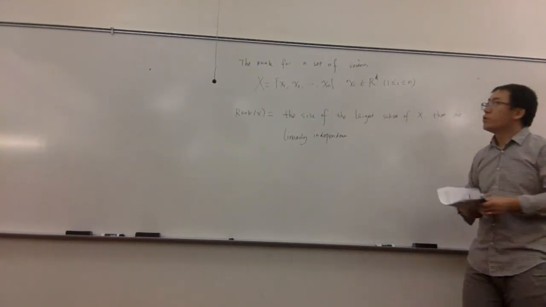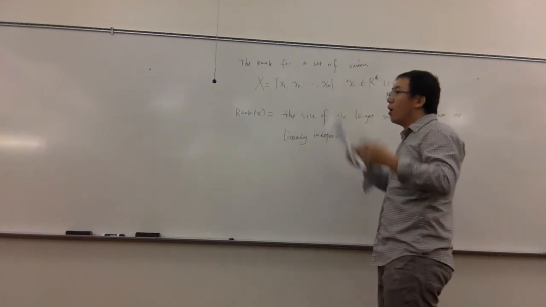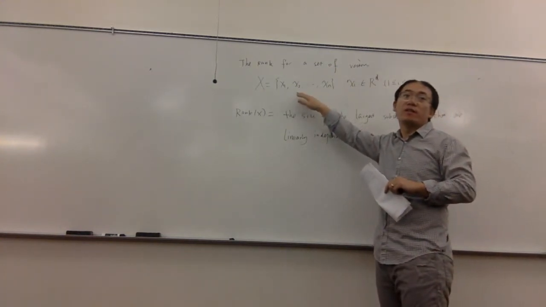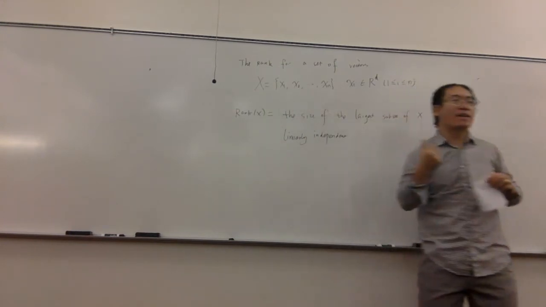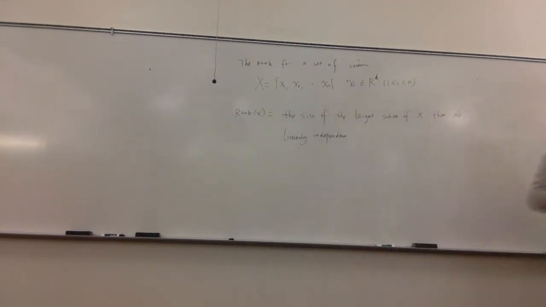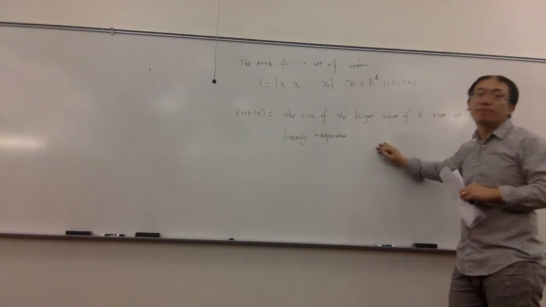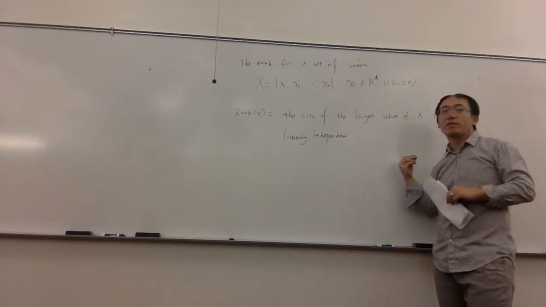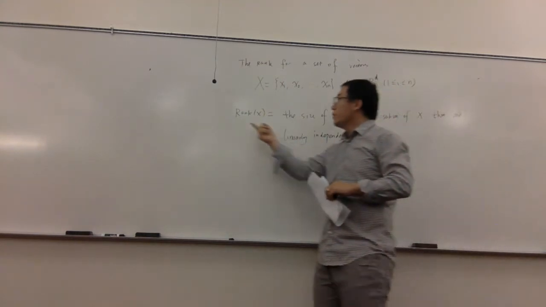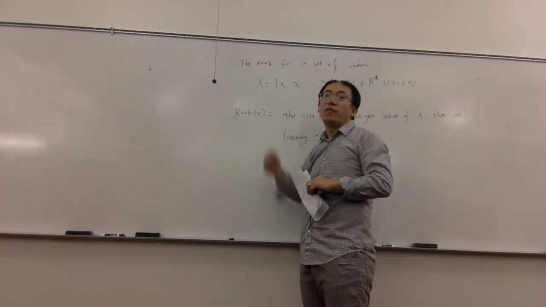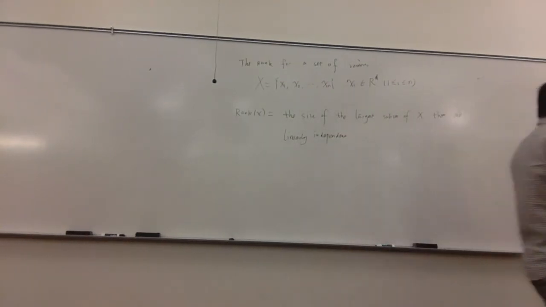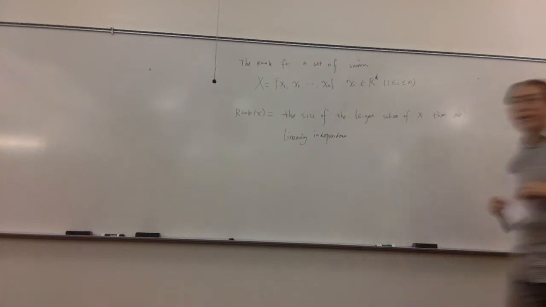So basically, you just enumerate all possible subsets of this vector set X, right? And you find the maximum or the largest subset which is linearly independent. Then we use the size of this largest linearly independent subset to define the rank of X. So what is linearly independent? Can anyone recall?